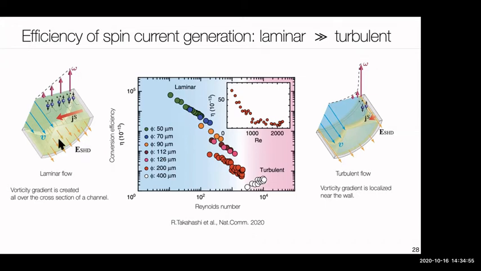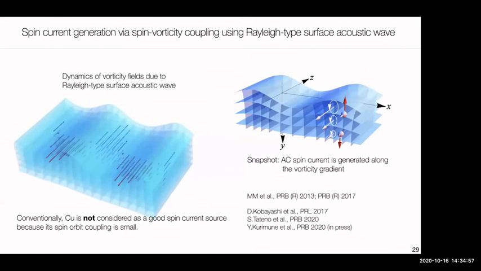Okay. So now, let me show you another mechanism, the mechanical analog of the Stern-Gerlach effect driven by the spin vorticity coupling, by using the Rayleigh type surface acoustic wave. Okay, previously I also showed a very similar situation for the Barnett effect driven.